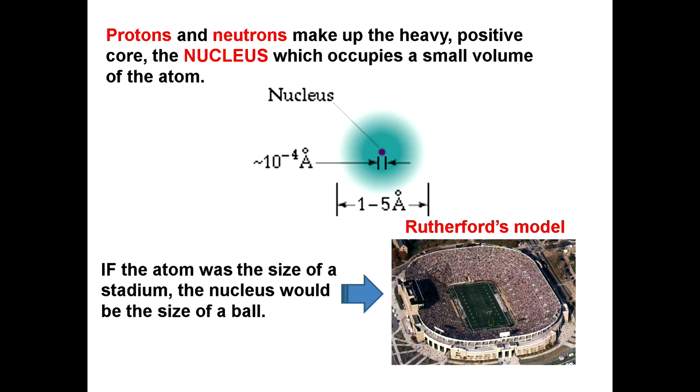And we can see the center is very small. If the atom was the size of a stadium, the nucleus would be the size of a ball. You know, this is not soccer, right? It's American football. So this is huge, the stadium. If this is an atom, the nucleus is like a ball. Because it is very small, the density of the nucleus is very high. Okay.